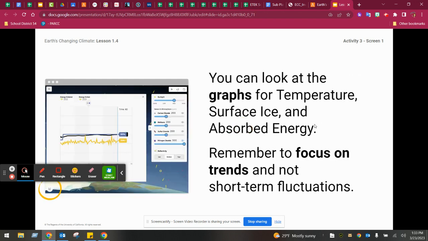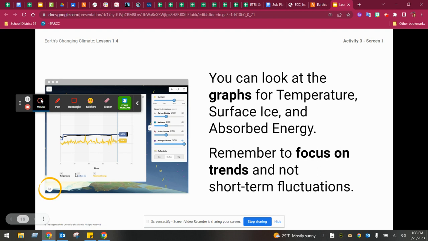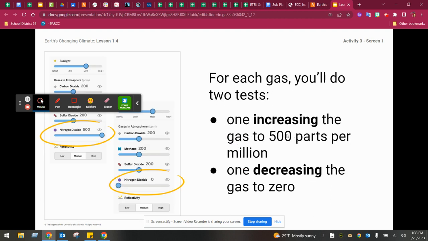Looking at our slide deck again, you can go to the graphs where it's actually going to give you some numbers. You can see specifically the changes that are happening to the temperature or the surface ice or to the amount of energy based off this graph. Remember, looking at this amount of energy or absorbed energy line, we see those fluctuations, those highs and lows, but we want to focus on the trends. What is the general story of that line as you go through if you're making your decisions about increase, decrease, or did not change? You will do 2 tests for each gas.